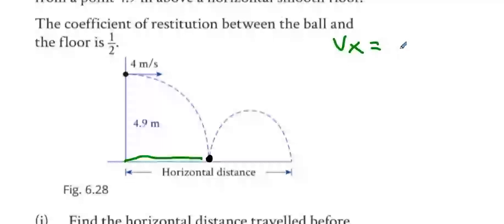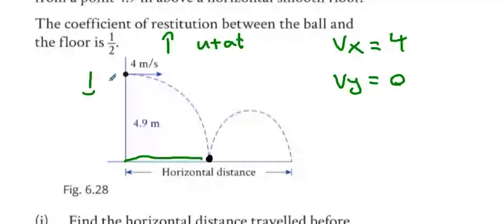Vx, anybody? What do you think? Vx is 4. Why is it 4? Stays at 4, doesn't it? Vy technically starts at 0, doesn't it? Because you're throwing it straight across. So it's u plus at, which is 0. Now, because up is positive, down must be negative. So it's Vy equals minus g t.